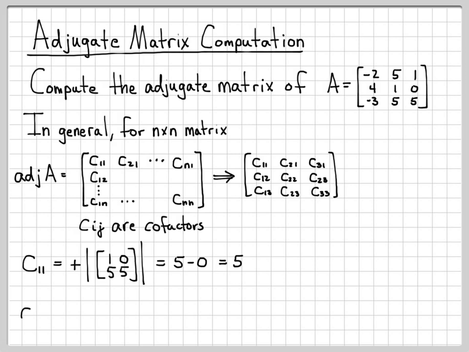What about C21? Or C12, I'm sorry. C12, very similar thing. I need to cross out the first row, second column, and then what am I left with? [4, 0; -3, 5]. The other tricky part is, remember when we do cofactors, the sign toggles back and forth. So I'm actually going to have a negative sign here, and then the matrix [4, 0; -3, 5], like I said. So I need to take the negative of this determinant, which is the negative of 20 minus 0, which is -20. And then we can just keep going. We need to compute C13, etc.